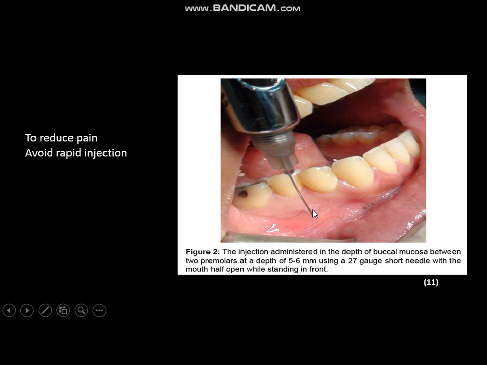At the finishing of this procedure, you have to massage the area in order to guide the anesthetic solution toward the mental canal and to aid in providing anesthesia to the incisive nerve.